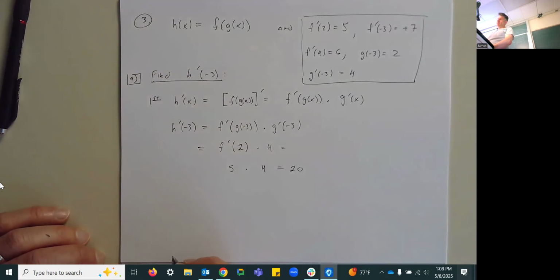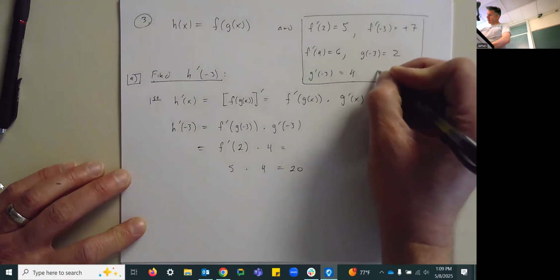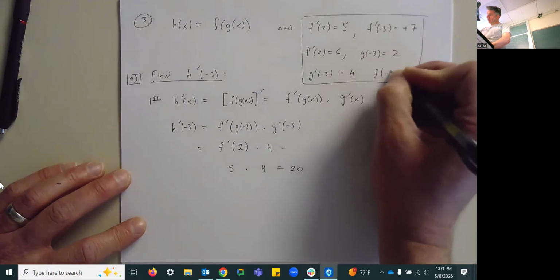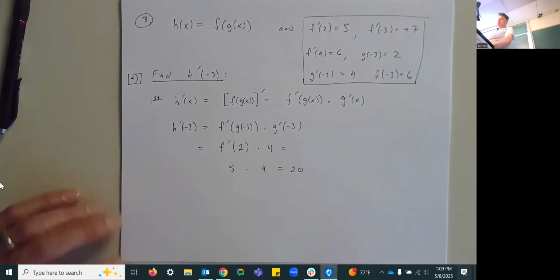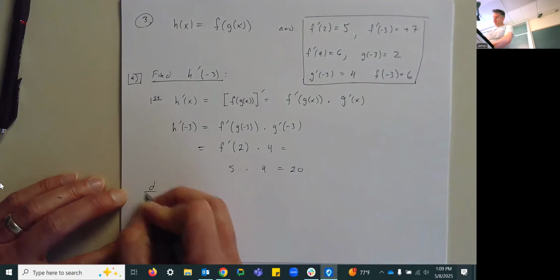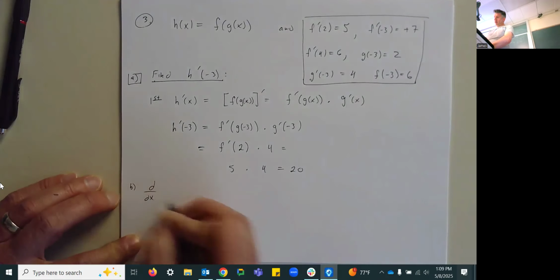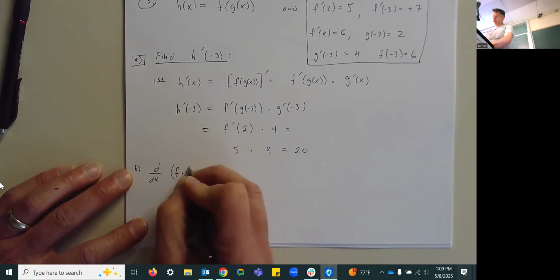Do I have all the information I need? Let me make sure. I don't think I do. I need to give you one more piece of information. Let's also say that f of -3 is equal to 6. So now I'd like to find the derivative of f times g of x.